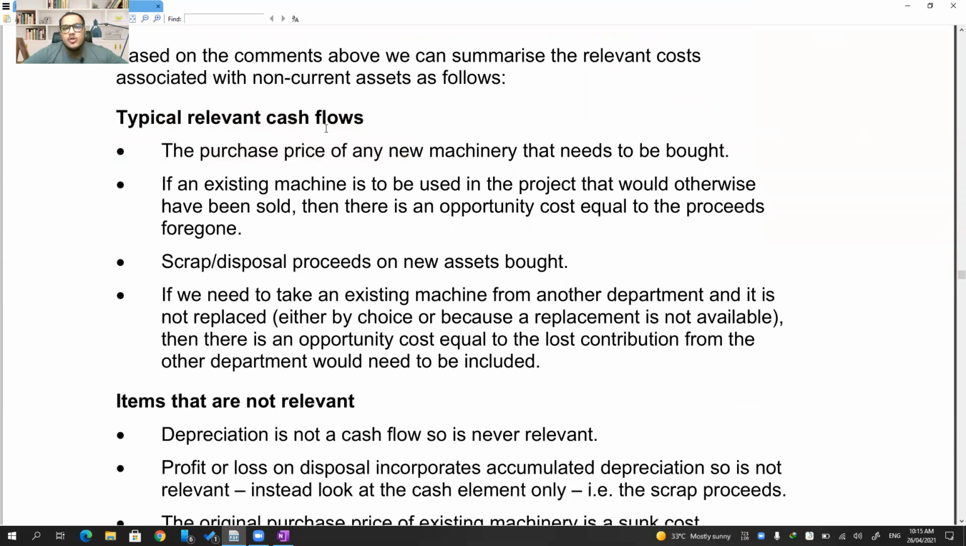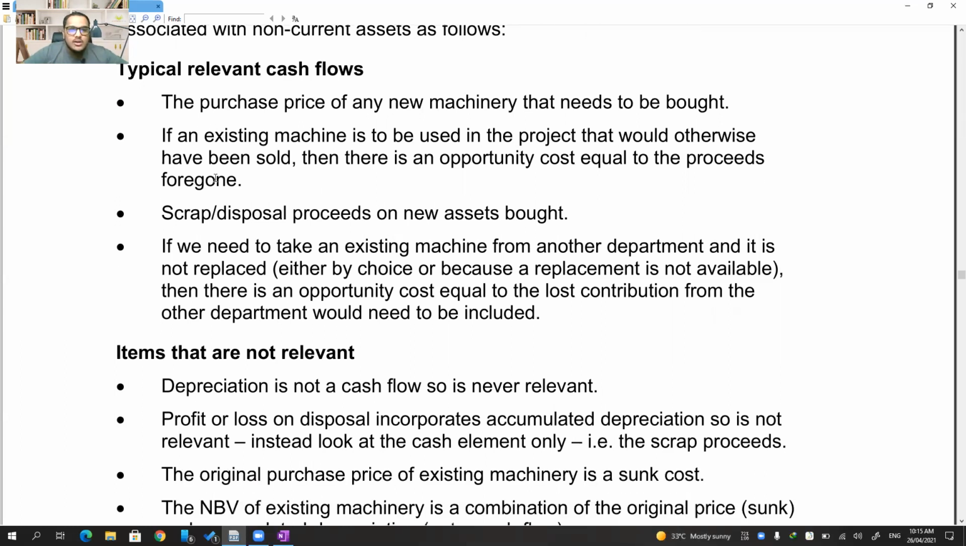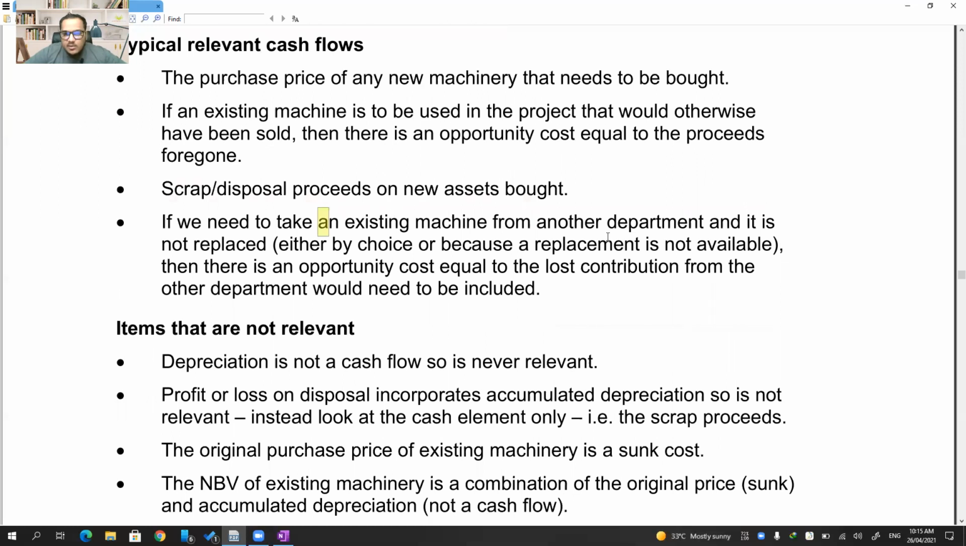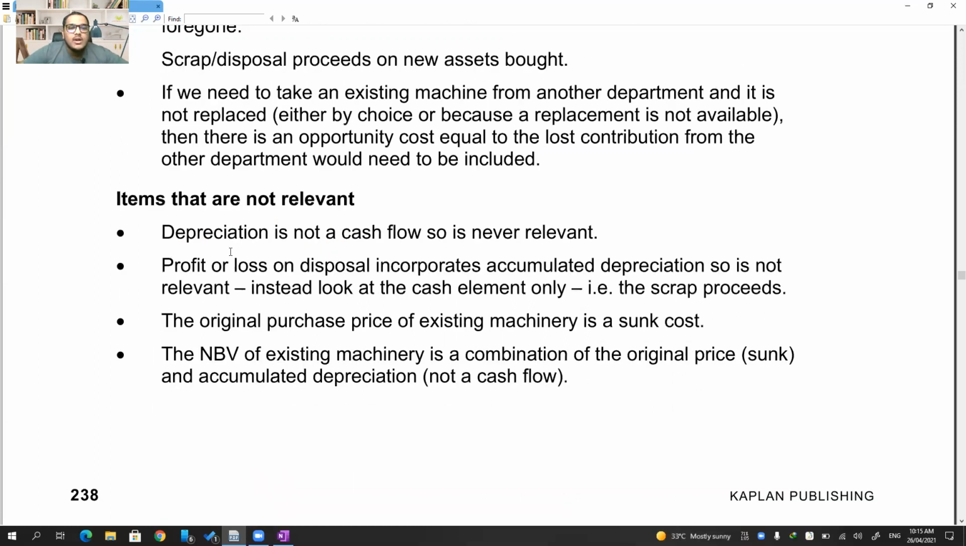If you are purchasing a new machinery, then the purchase price will be the relevant cost. If an existing machine is used, then the opportunity cost is the lost benefit. Opportunity cost will be the relevant cost. If there is any scrap or disposal value on the new assets that are purchased, that is also a relevant cash flow. If we need to take an existing machine from another department and it is not replaced, the opportunity cost is the lost contribution that will be coming from that other department.